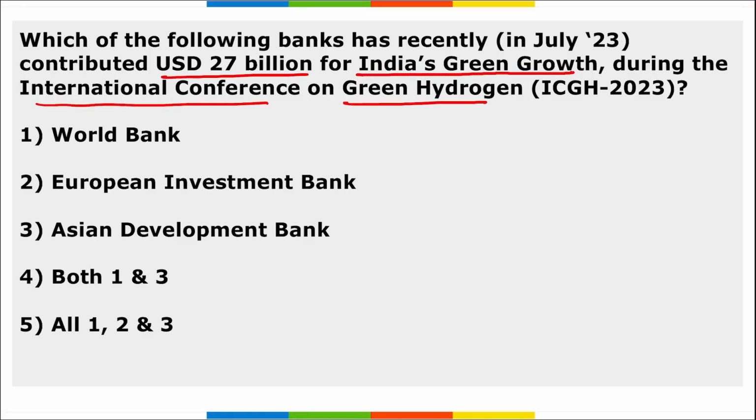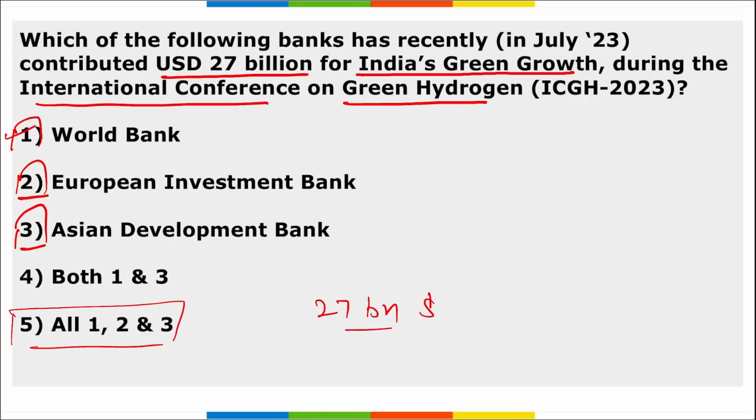green hydrogen? So, which is it? Which of the following banks has contributed here? It is your World Bank, European Investment Bank and Asian Development Bank. All three banks contributed $27 billion for India's green growth during the international conference on green hydrogen.